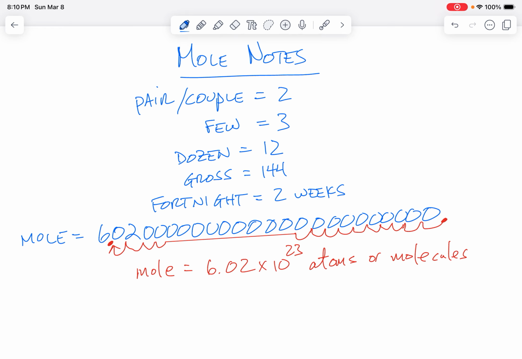Now, this number is attributed to a scientist named Avogadro. So we call this Avogadro's number because he came up with the idea about the mole. Later on in the units, we'll talk more about how he came up with this idea and what the word mole is actually short for. But that's the idea about the mole, and we're going to use this value as a conversion factor when we talk about atoms and molecules.